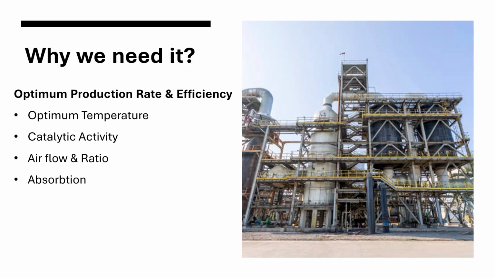To keep it short, we need to produce the optimum conditions for the production of sulfur trioxide and also the highest possible efficiency. To do that, we need to provide the optimum temperature range, with that, good catalytic activity. We also need good airflow and a good air ratio to burn sulfur and sulfur oxides, and also absorption. The main topic of this video is the first one, the optimum temperature. The latter three are going to be covered in upcoming videos.